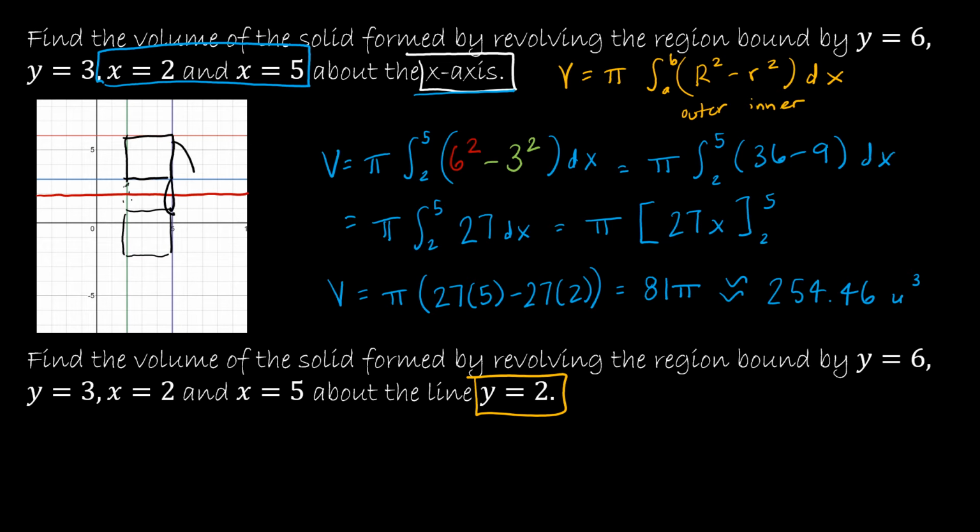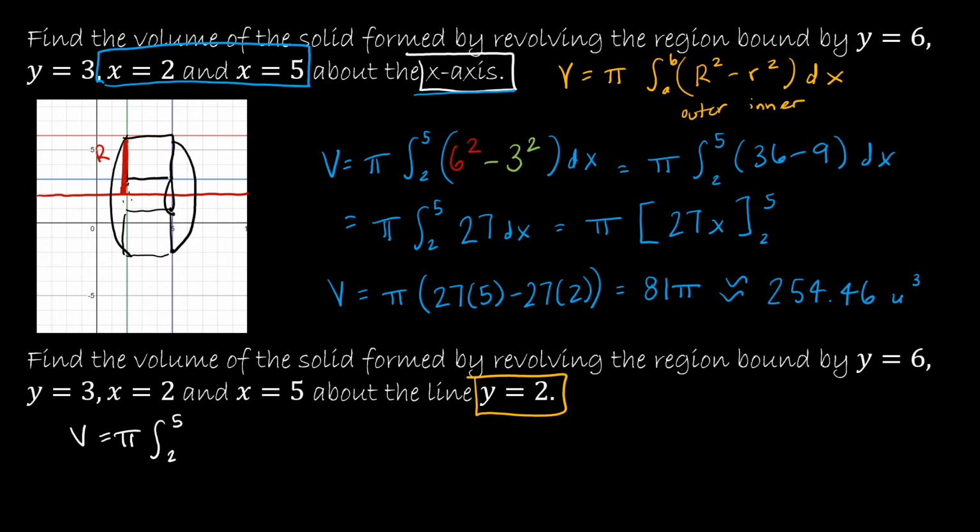I'm going to end up with a smaller washer, but it's still going to be a washer. Now, how is that going to look mathematically? Well, mathematically, I'm still going to have pi, and I'm still going to have from 2 to 5 because it's the same limits of integration. But now, big R needs to be this distance. So how do I find this distance?